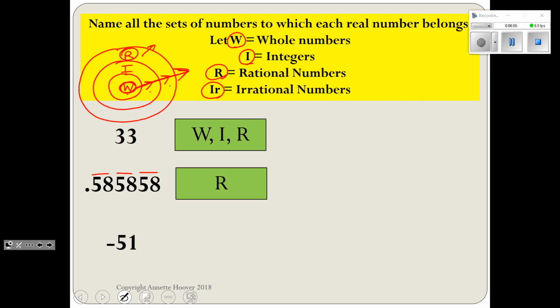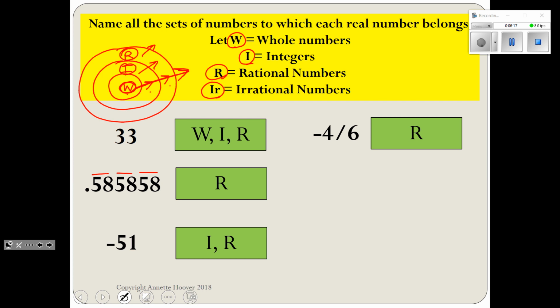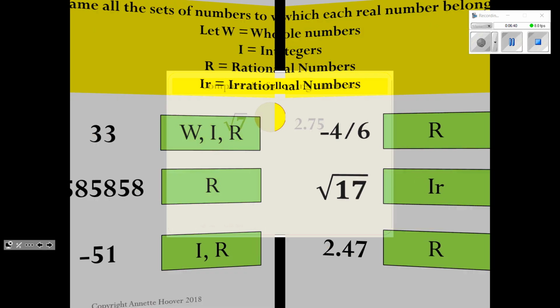Negative 51 is an integer. So if I work my way out, it's an integer and a rational number. Negative 4/6 is the fraction. That is a rational number. It's the outer circle, so it's just a rational number. The square root of 17. This is not a perfect square. So this is the square root of a number, and when you type it into your calculator, you will see that it is a decimal that continues on and on. So that's our irrational number. And here is a terminating decimal, so that is a rational number.